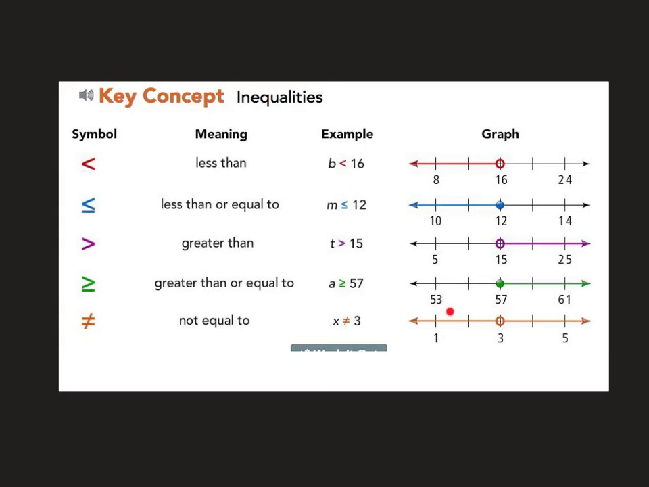And then finally, x, this is kind of like what we just talked about a minute ago. X can be any number that is not equal to 3. So it can be any number greater than 3 or any number less than 3, but just not 3.